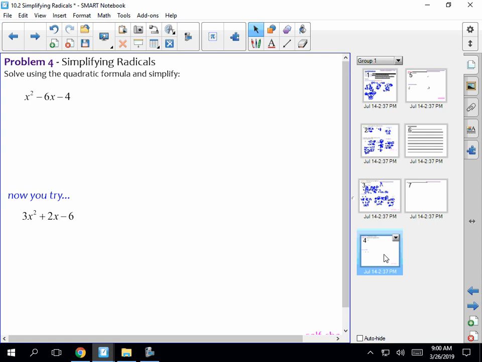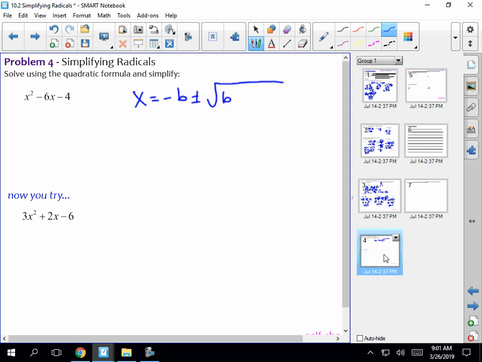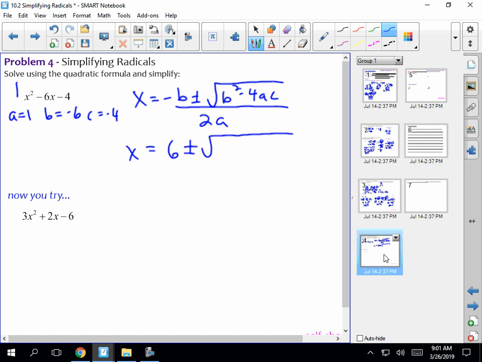So the quadratic formula says x equals negative b plus or minus the square root of b squared minus 4ac, all over 2a. So if I plug in, my a is 1, b is negative 6, and c is negative 4. Opposite of negative 6, which is positive 6, plus or minus the square root of negative 6 squared minus 4 times 1 times negative 4, all over 2 times 1.